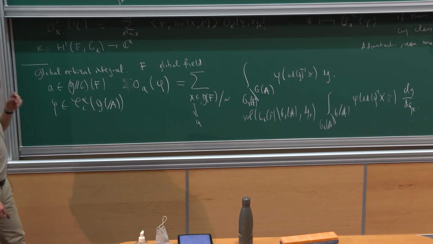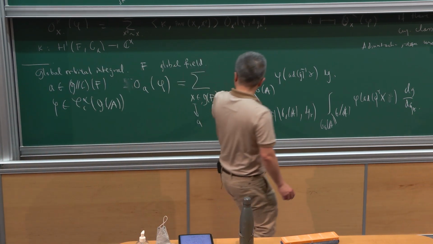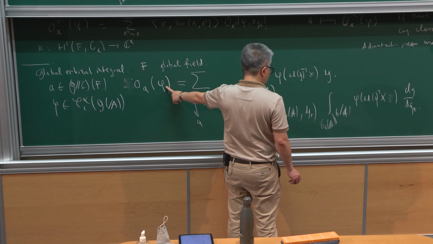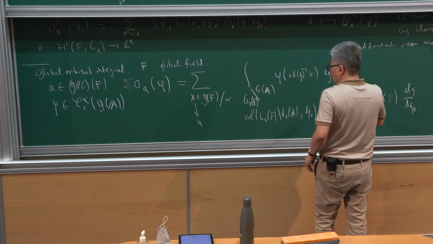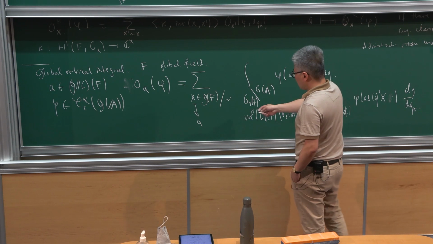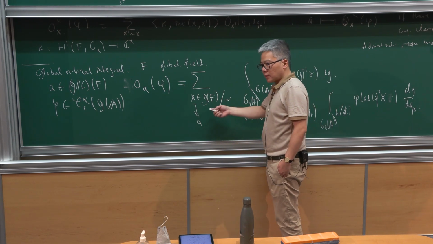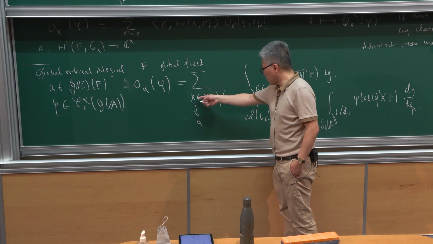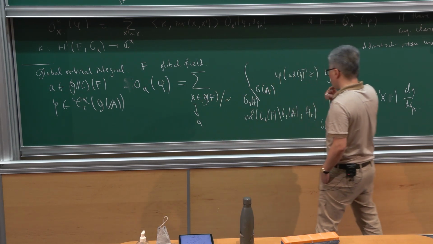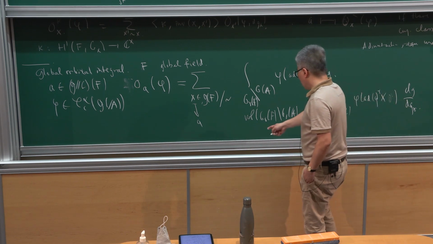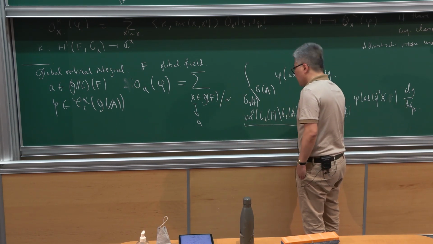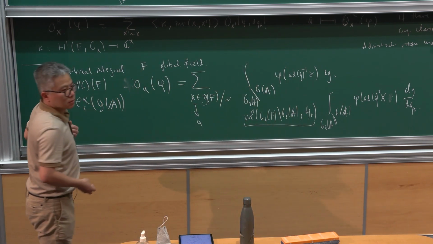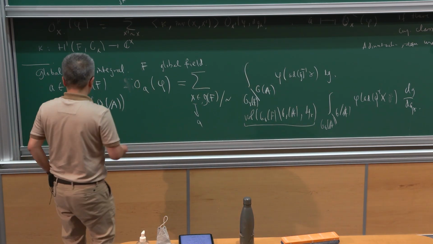But here the first point is that it doesn't depend on the choice of Haar measure on the centralizer, and this sum is actually a finite sum, because most of the summands over X are actually zero. But this volume can be infinite for a hyperbolic element. So where is the regular sum? Regular sum is simple, yes.